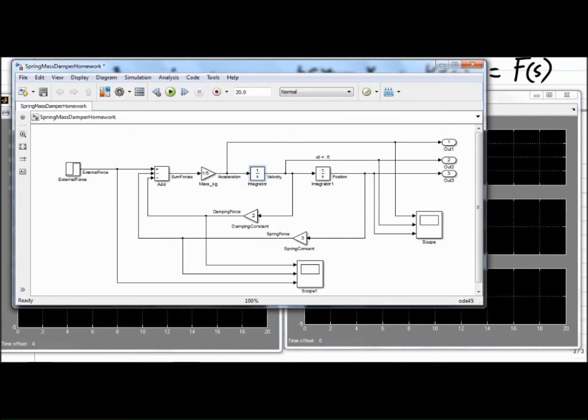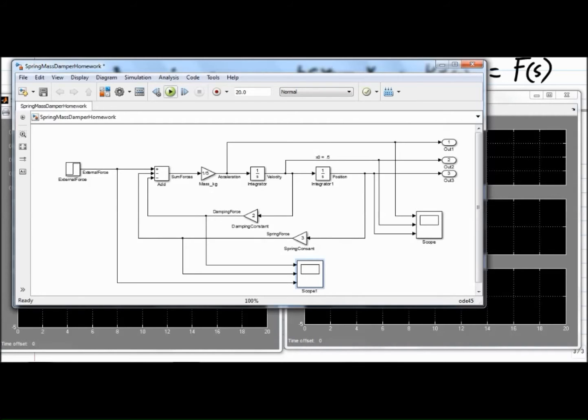I get velocity. I multiply velocity by the damping force. That gives me one of the forces I needed back here. I take the velocity, integrate that to get position. I can multiply the position by the spring force. That gives me the third force here that I needed back in here. And then I have an external force, okay? And I have a scope here that tells me the acceleration, the velocity, and position, and another scope that gives me the forces. So I've got inputs, outputs, the internal things.